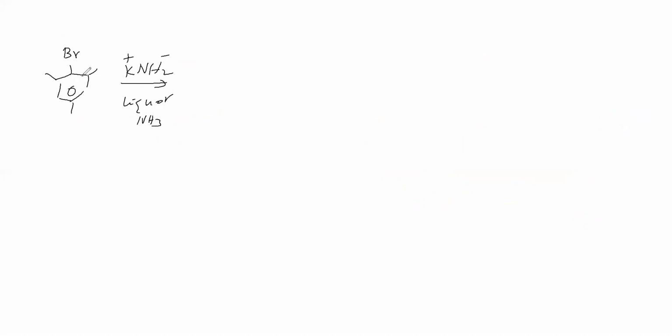So this is an aryl halide. Strong base is given, liquid ammonia is given. So what is the product? Now here the reaction is not taking place. In this case, the benzyne mechanism, the reaction is not taking place. Why? Because bromine is attached to this carbon, and the neighboring carbons do not have hydrogens.